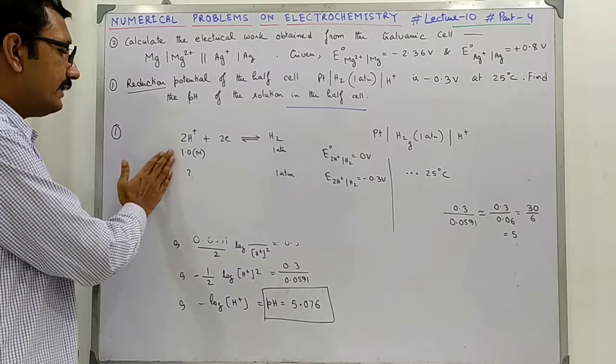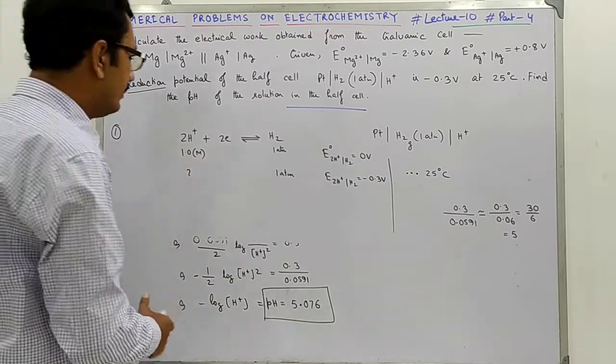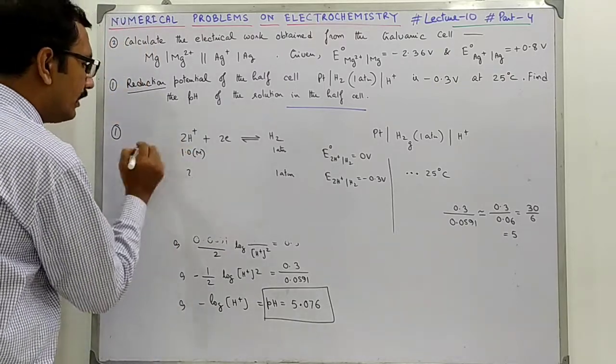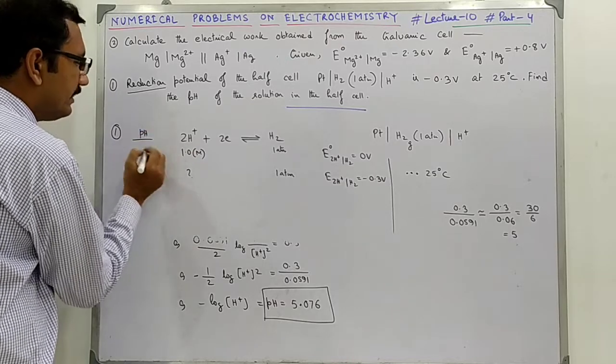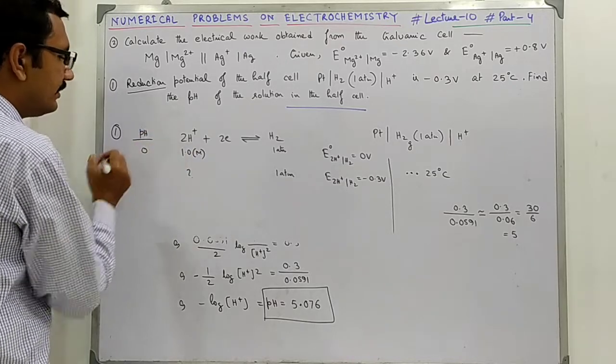Now, if it is less than 1 molar, what will be the pH? Let us see. If it is 1 molar, then what will be the pH? It is log 1, that is 0. So, pH will be 0.